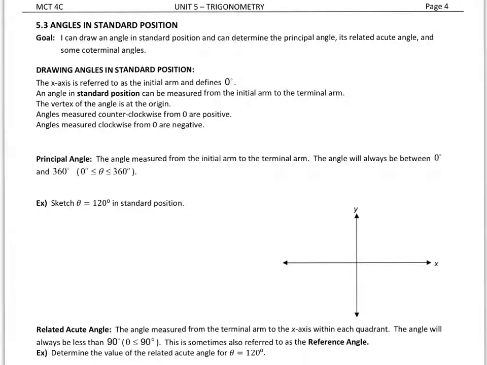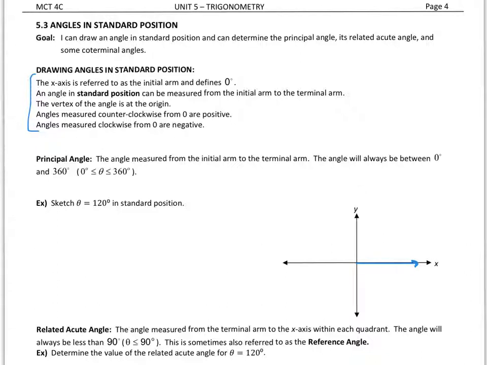So first of all, we need to understand what it means to draw an angle in its standard position. So here are some key ideas outlined right here. The x-axis is referred to as the initial arm and defines 0 degrees. So down here I have a grid, and this, let me just outline that in blue, could be the initial arm for our angle in standard position. It's the starting spot of our angle.